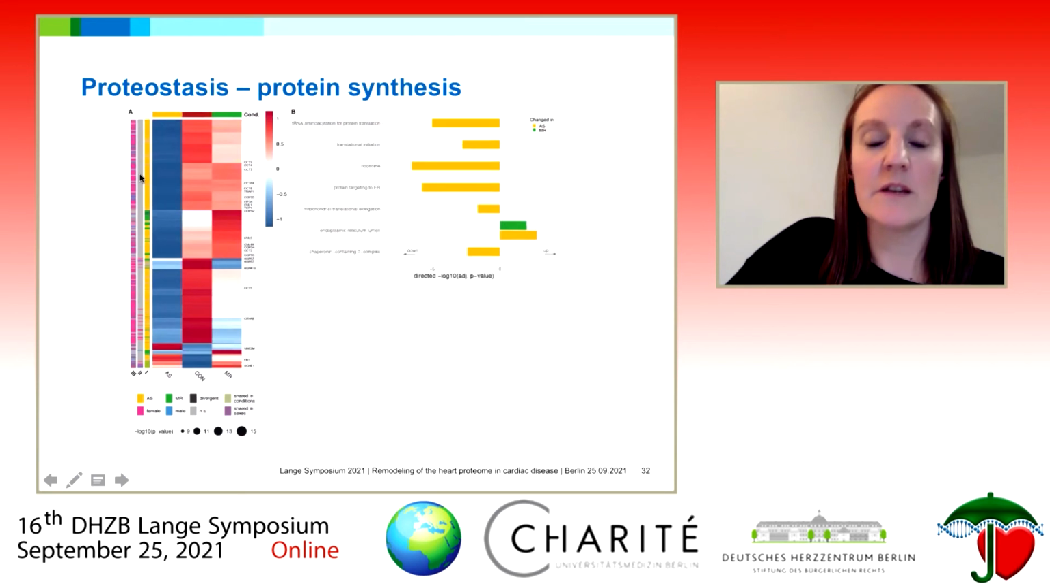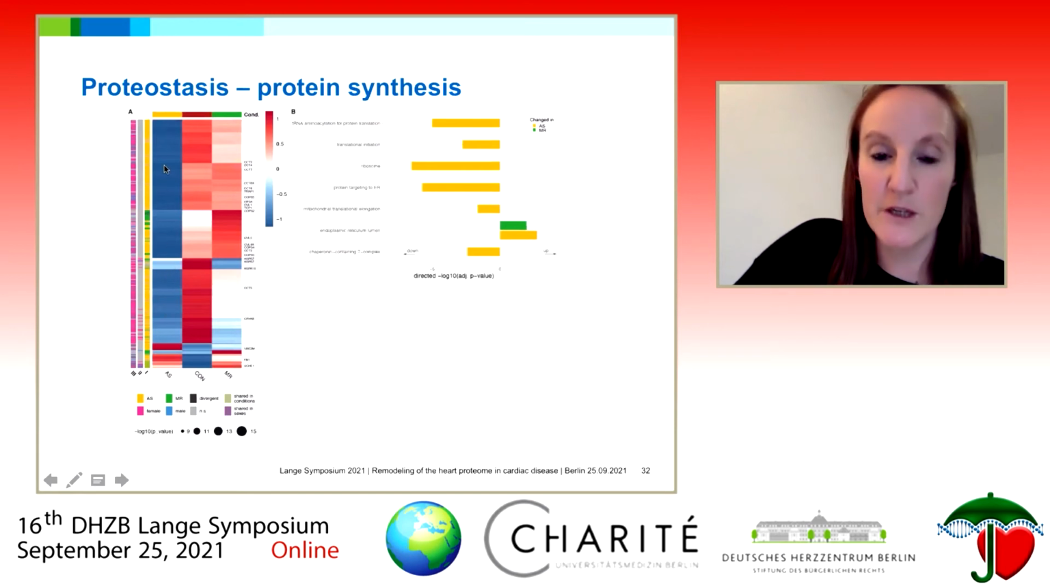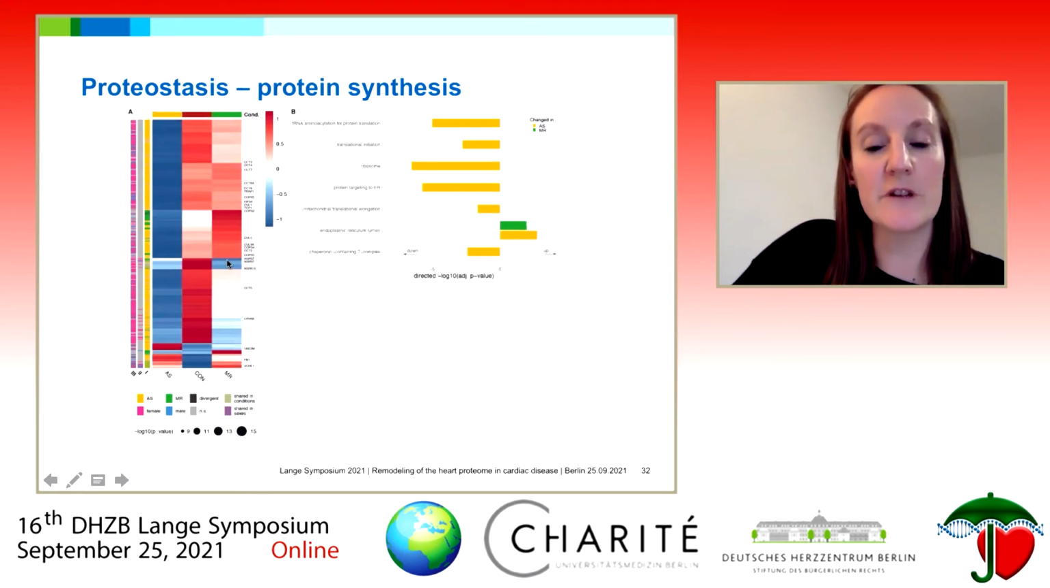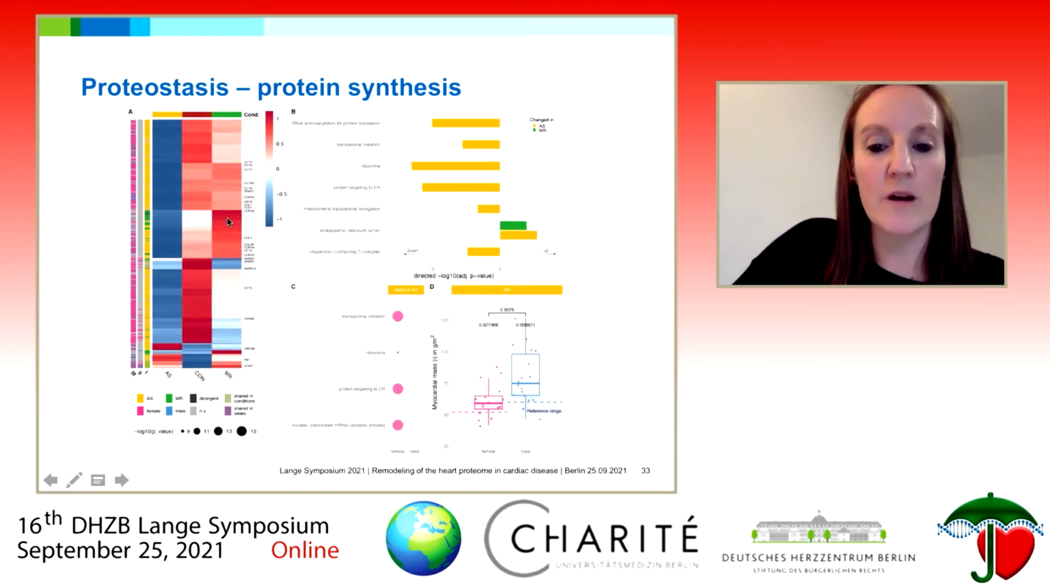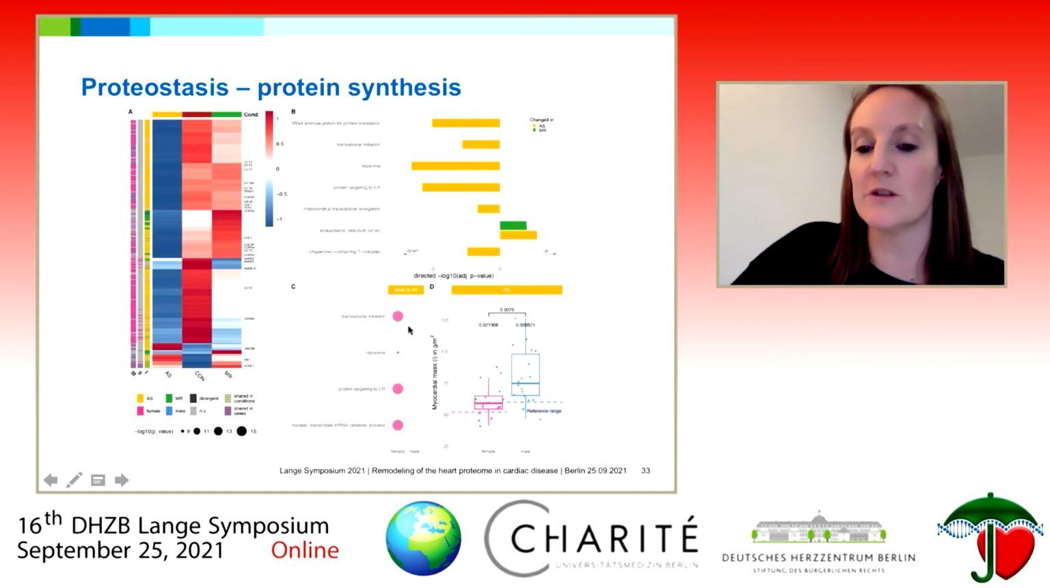Proteostasis was another category we were looking at, so proteins related to protein synthesis. And there again, we saw a remarkable reduction in protein synthesis proteins in aortic valve stenosis patients, and only mild in mitral valve insufficiency patients. And even more remarkable was that we were only seeing this reduction almost exclusively in female AS patients.